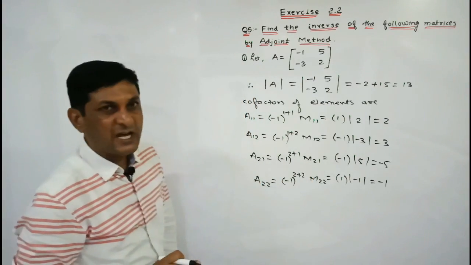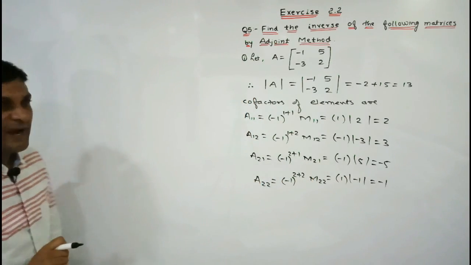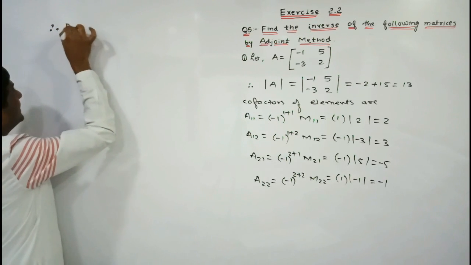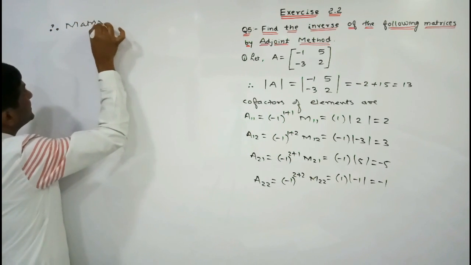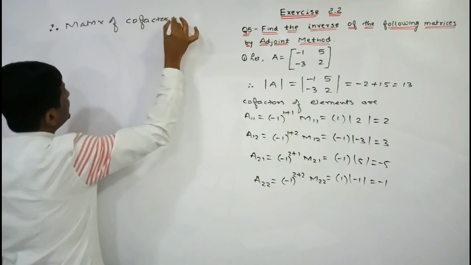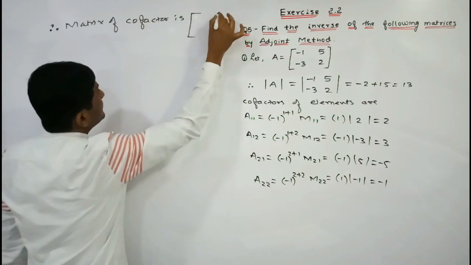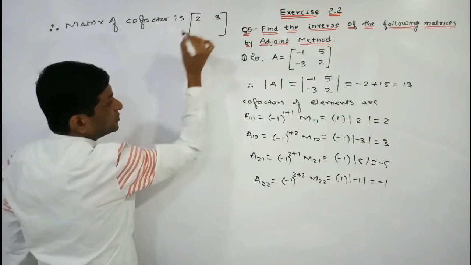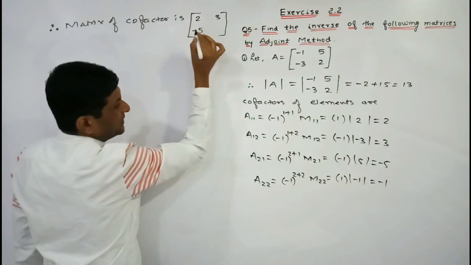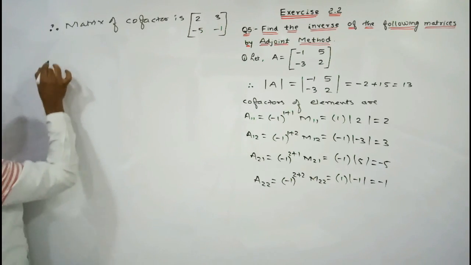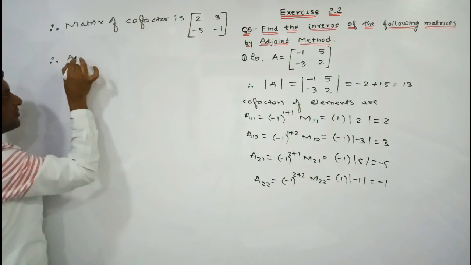Once the cofactors are known to us, collect all these cofactor in one matrix, which is called as matrix of cofactor. So collect all these cofactor in one matrix. What we will get? 2, 3, -5 and -1. Once the matrix of cofactor is known to us, we are able to find out adjoint of a matrix.